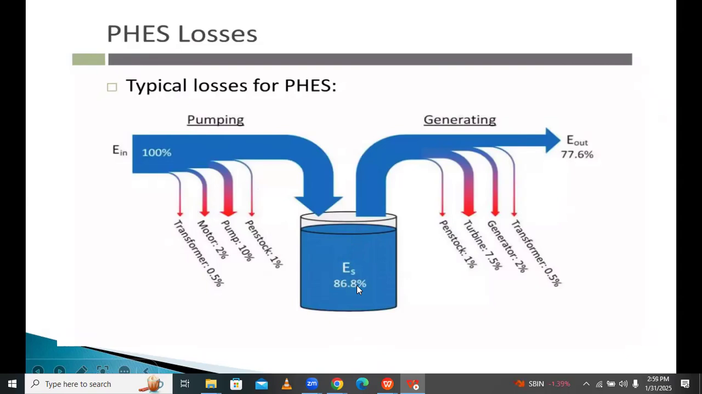Here 86.8% changes to 77.6%, so from 100 to 77. Approximately 23% of energy is wasted overall. This is because of losses: penstock 1%, turbine 7.5%, generator 2%, transformer 0.5%. So these are some of the losses that take place in a pumped hydro storage system.